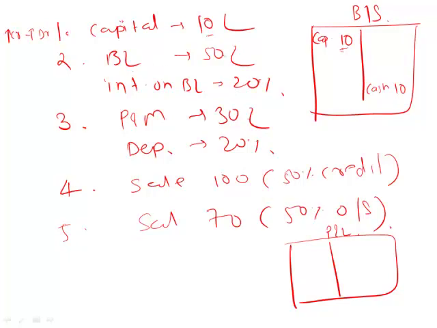Next one, bank loan 50 lakhs. Again the same logic, bank loan 50, cash 60. So increase in credit, increase in debit again. Cash increased, bank loan increased.